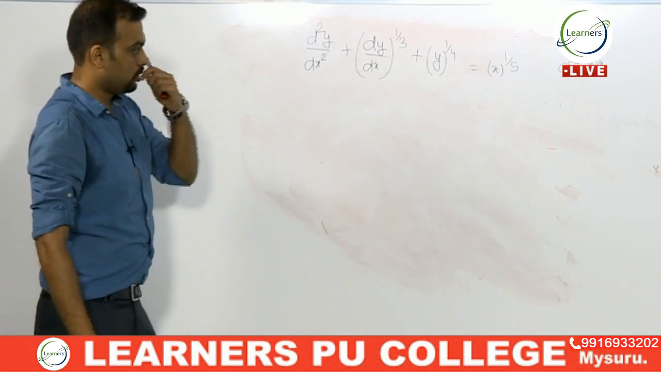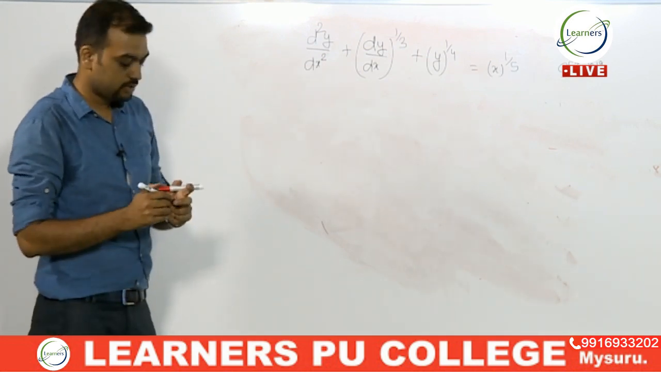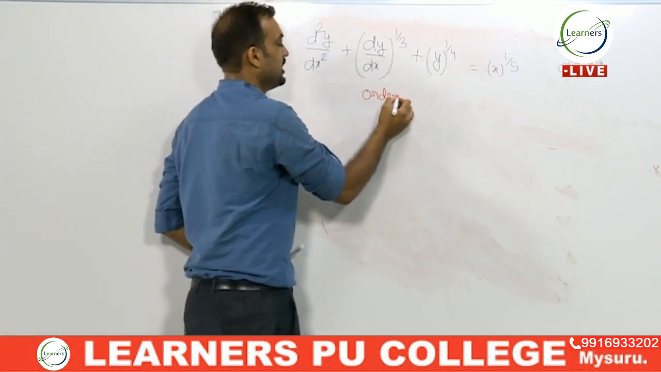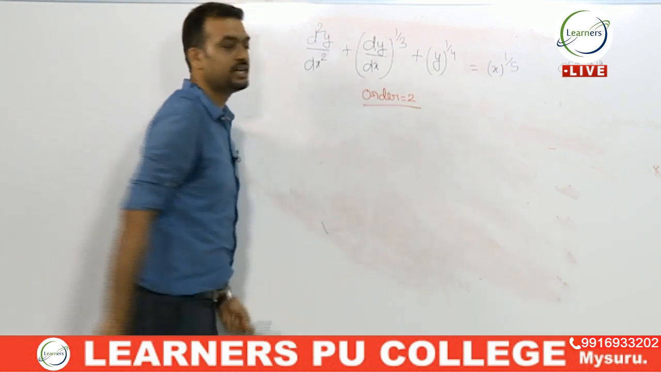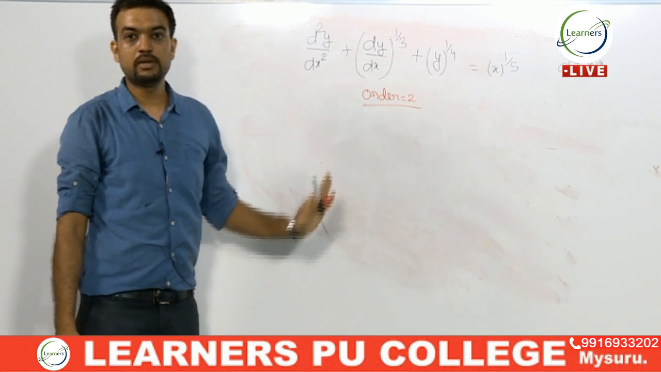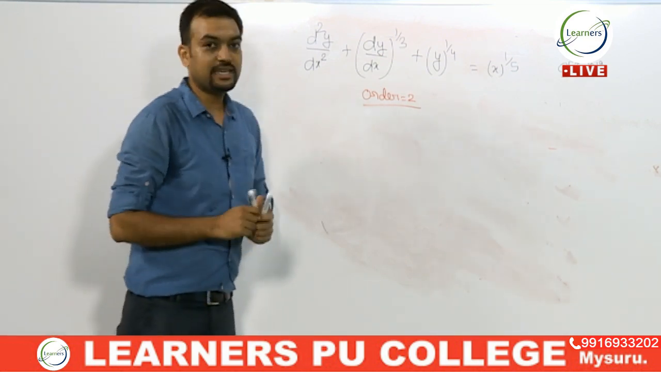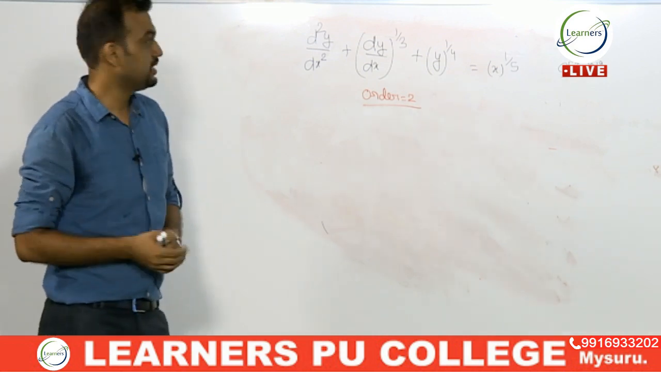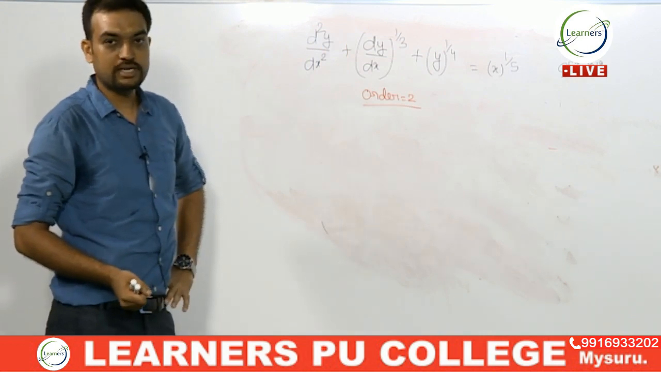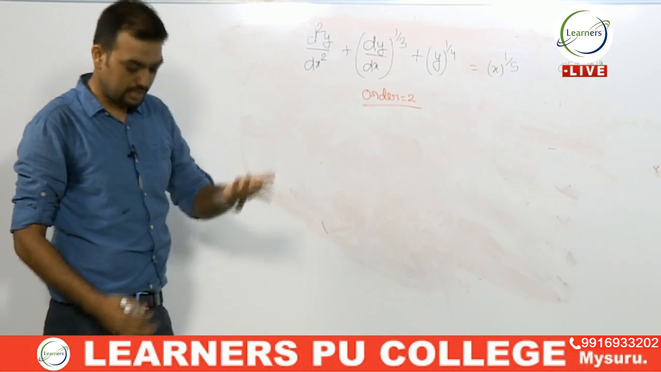If I ask you to tell me the degree, sorry, first the order. I hope everyone will be able to tell me the order. Order of this differential equation is 2, because the highest order derivative present in the differential equation gives the order. Now we have to check the degree. For finding the degree, what is the first condition? It should be polynomial in its derivative terms. So is it polynomial in its derivative terms? No, this is not polynomial.